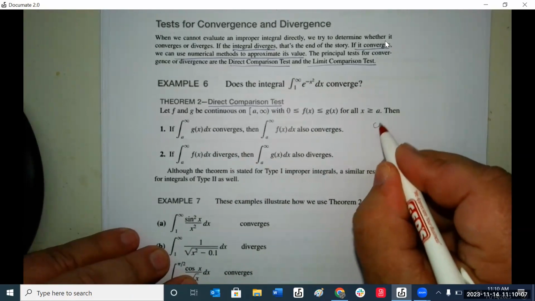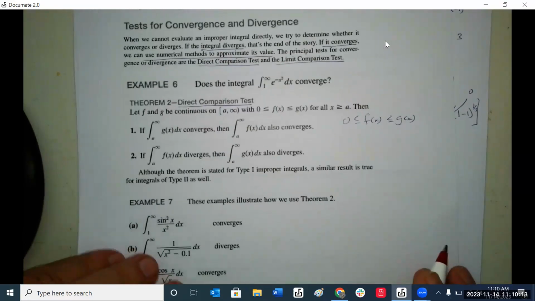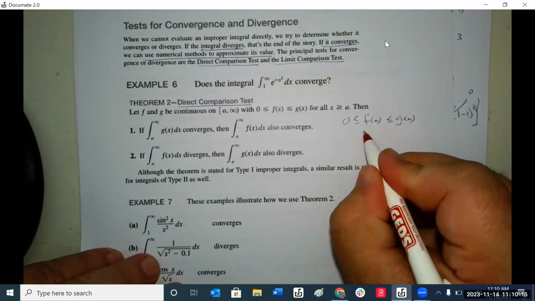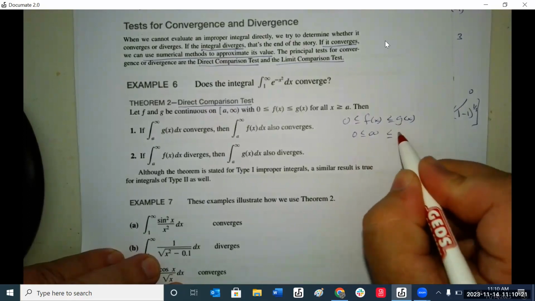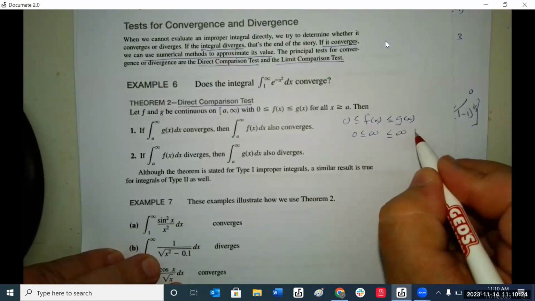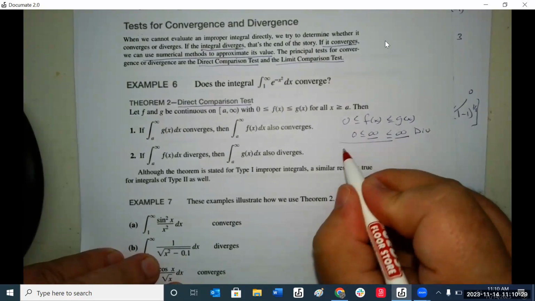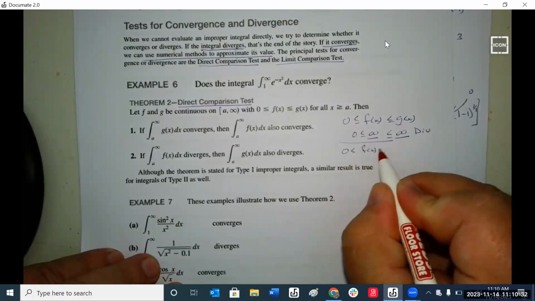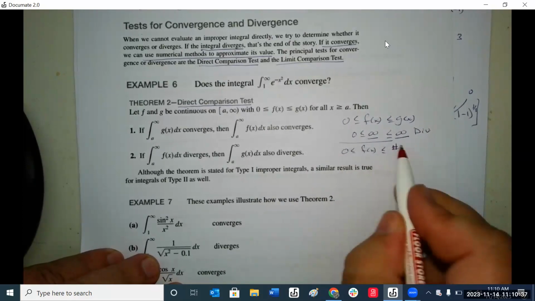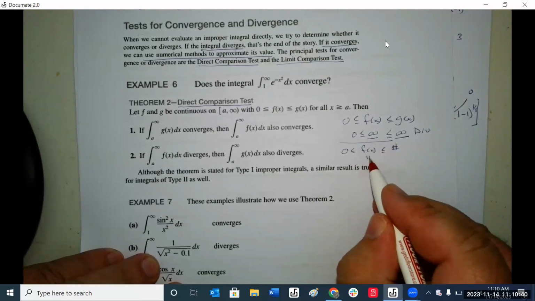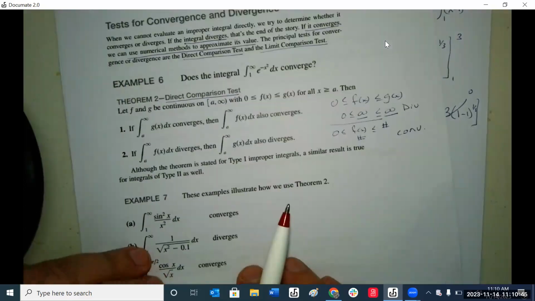Remember, what we have is this. If this one diverges, if it goes to infinity, this one's larger, so it also has to go to infinity. So it diverges. If this one diverges, this one diverges. So if this one becomes a number, that means this range is finite. So this one has to equal some number. So it converges. That's what the comparison test says.